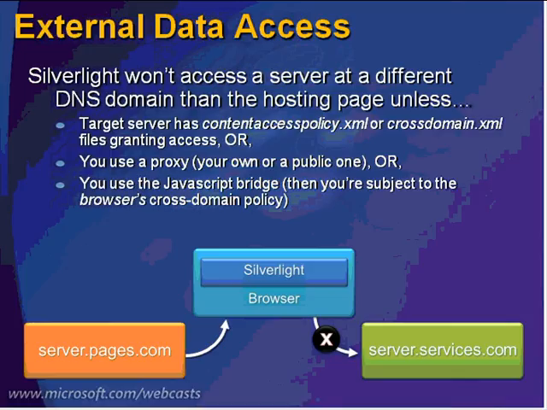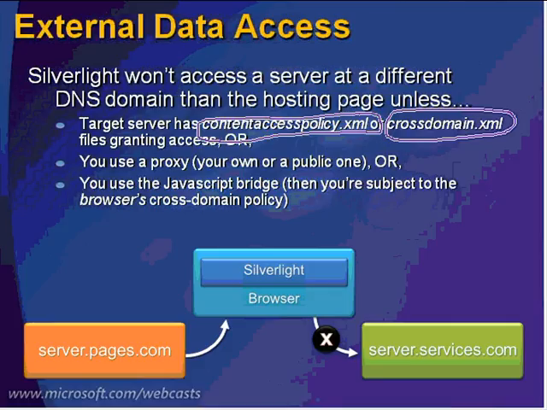So there are three ways to get around this. The first one is to go ahead and put a file in place on the server that has the data in it. That is called clientaccesspolicy.xml, and if you Bing that, you'll get the details on how to fill that in. Adobe Flash has the exact same situation. They have a file that they call crossdomain.xml. Silverlight will respect the Flash version of this file.